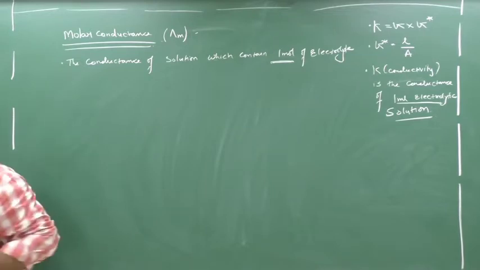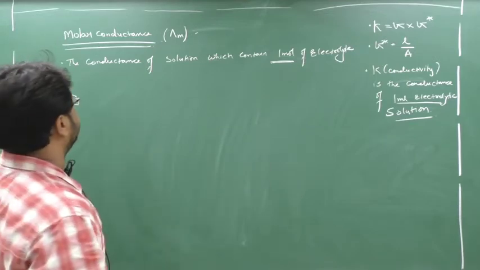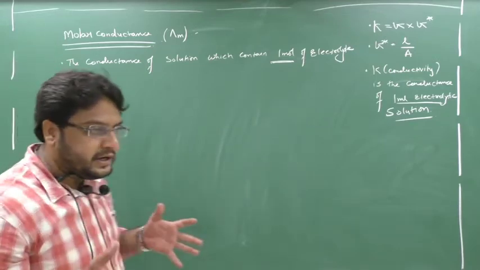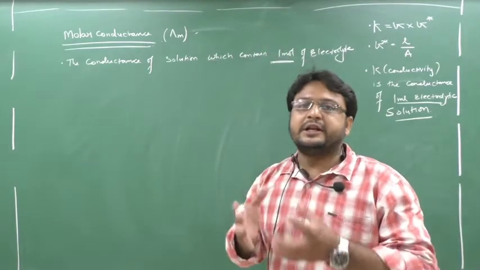It's very simple. What is meant by molar conductance? It means the conductance of a solution which contains 1 mole of electrolyte. Clear? So there is one electrolytic solution, and in that the electrolyte is 1 mole.